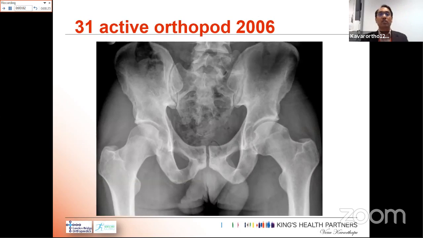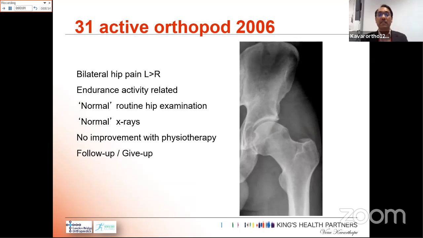Well, just before we go through the full presentation, let me introduce you to this orthopedic colleague who is currently practicing in Australia, a hand surgeon, but he was a trainee in our region in 2006, an extremely physically active gentleman, and he used to participate in marathons regularly. He presented with left hip pain that had been going on for a while, and he was seen by his then boss, a lower limb surgeon. He presented with bilateral hip pain, but a lot worse on the left side, and that was related to his endurance physical activities. The routine hip examination performed at that time was labeled as normal.